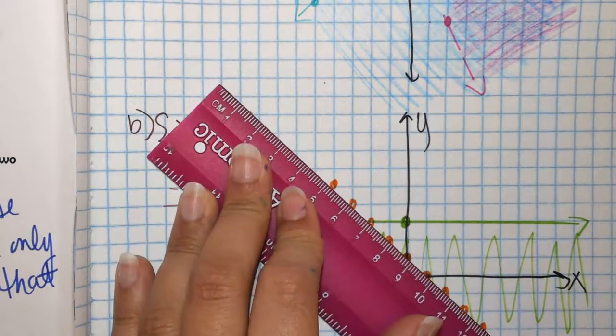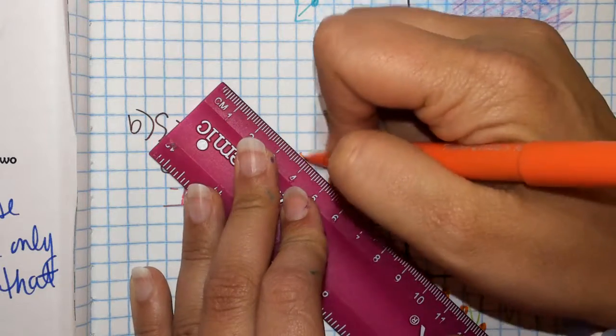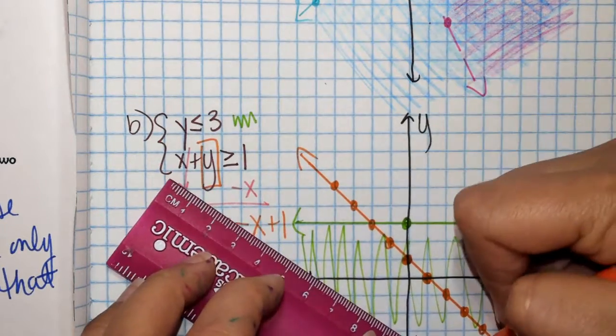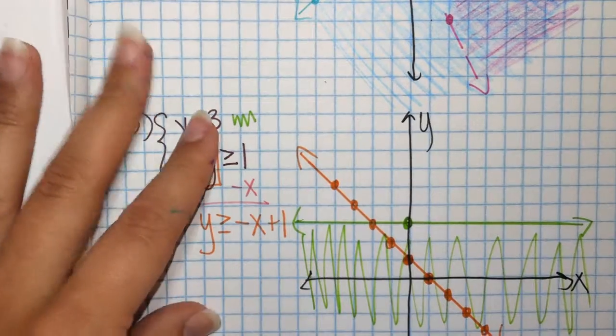Now, these do meet at a point, right? Yeah. But we're not as worried about that this time because it's an inequality. And remember, with inequalities, we have infinite solutions.